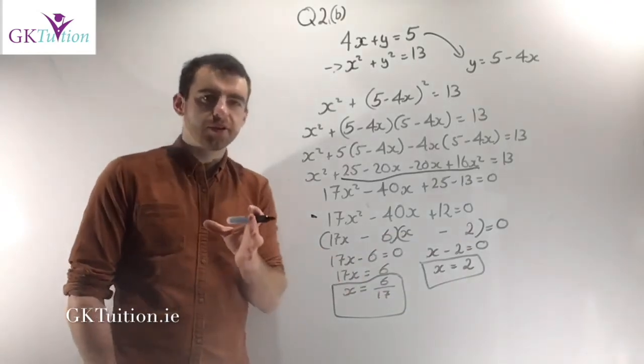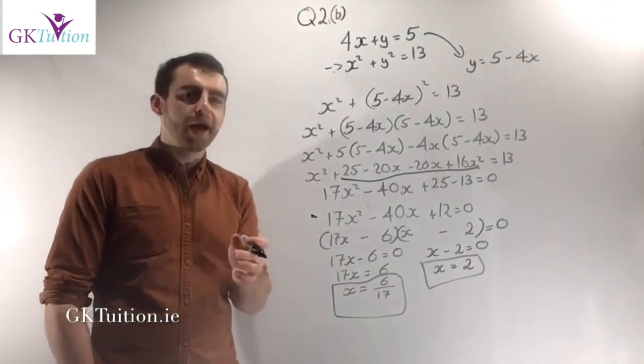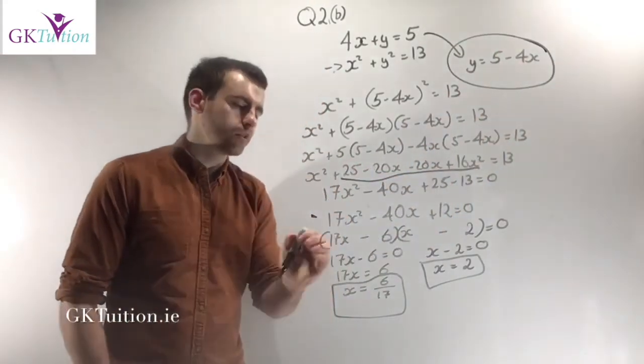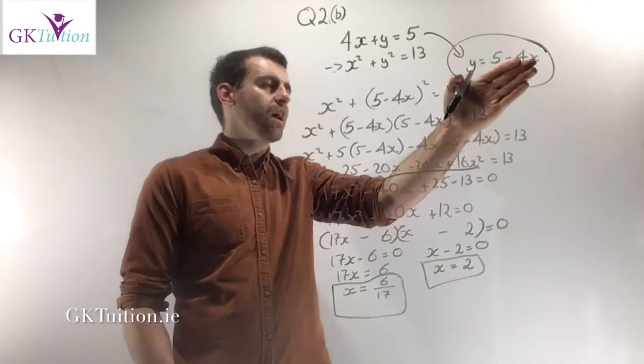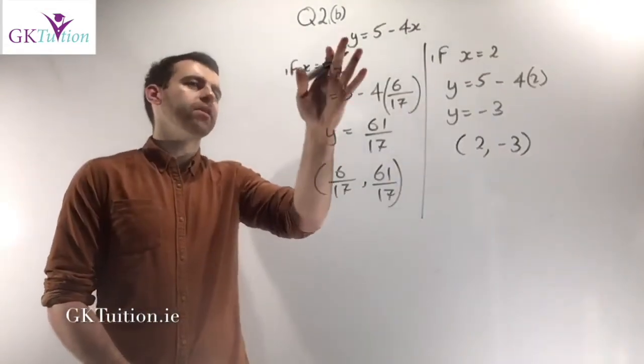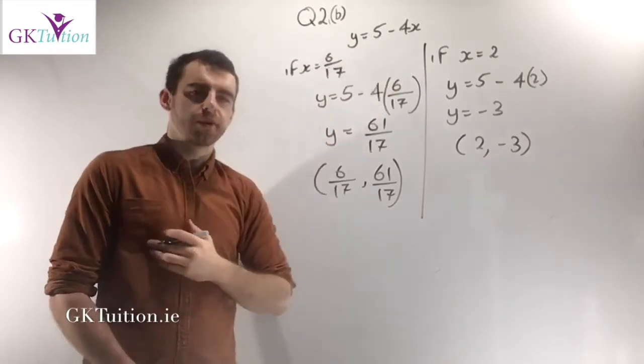Now that you have two values for x, we need to sub back in up here and find the corresponding value for y. I'm going to sub each of these x values into this, and then I'll get the corresponding y values. So I'm honing in on what I wrote at the very start, that y is equal to 5 minus 4x.